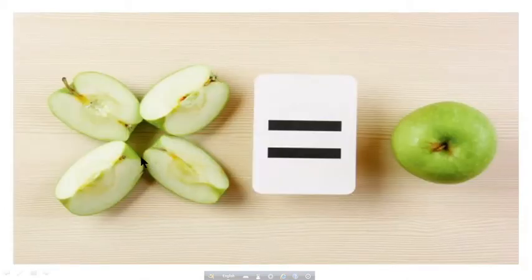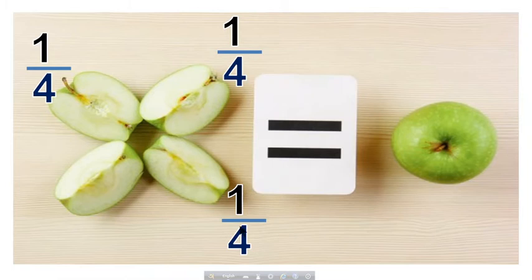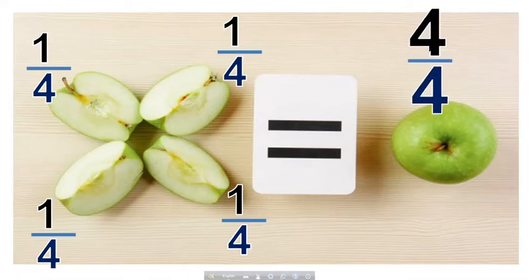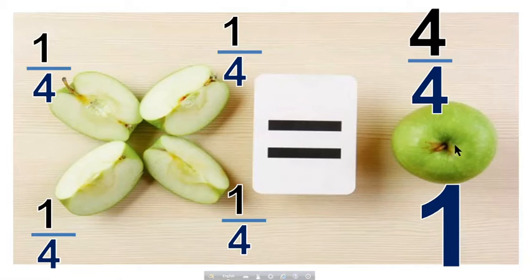Okay, next, we have divided an apple into 4 parts. Each part contains 1 out of 4, and this part is 1 out of 4, and this part is also 1 out of 4. So if we add all these parts, we get 4 out of 4, 4 parts out of 4 parts. That means we have got 1 apple.